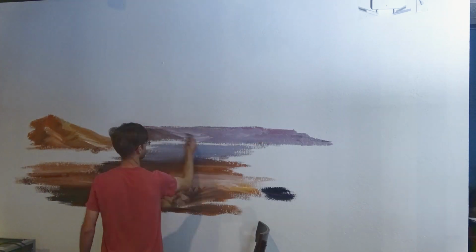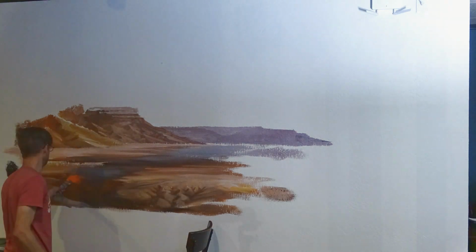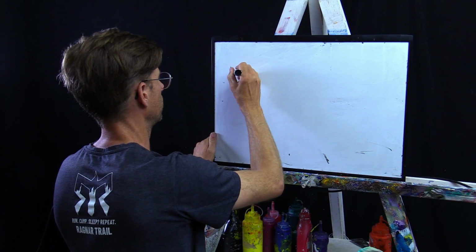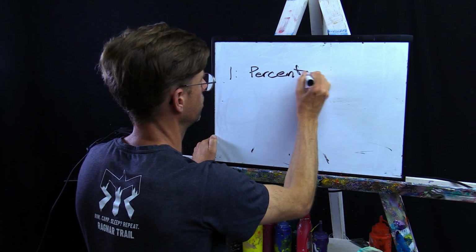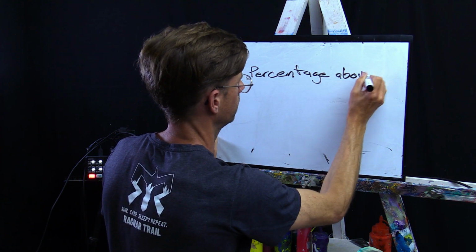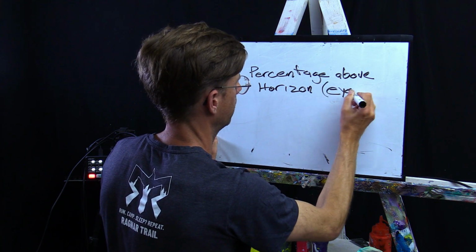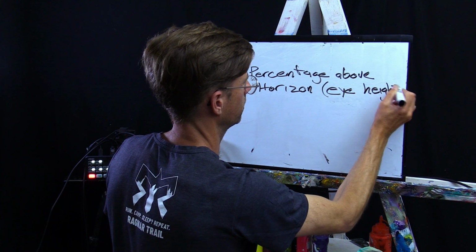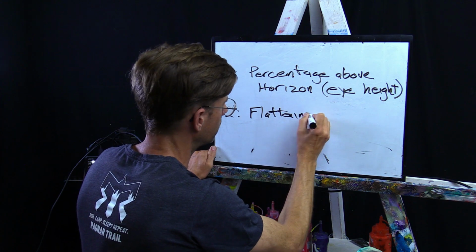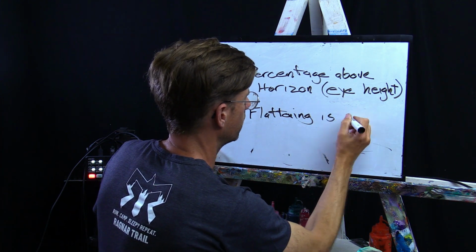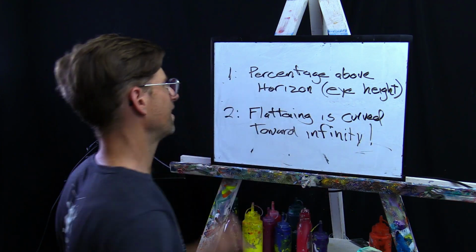The two things that I think have been the most helpful for me pertaining to getting my perspective to look natural. The two rules. One, percentage above horizon. Every object, you want to think about its percentage above horizon compared to its percentage below horizon, which is also your eye height, the horizon. Okay, and then the second one is that flattening. We're just going to call it flattening because I don't know what else to call it. Flattening is curved toward infinity.